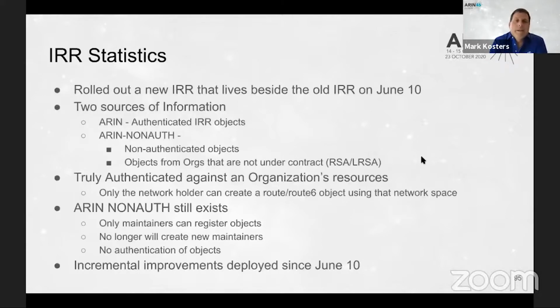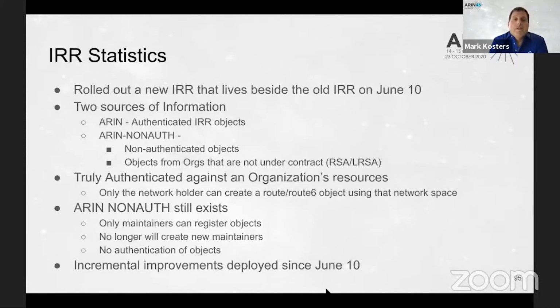Next slide, please. So as you all know, we rolled out a new IRR that lives beside the old Internet Routing Registry on June 10. So we now have 2 sources of information. First of all, we have ARIN, which is indicated within the internet routing registry system by its source. And we have 2 sources that actually come from our database. The first source is ARIN, which is comprised of authenticated IRR objects. These things are tied to the networks which you hold. ARIN non-auth is essentially the old system where there are non-authenticated objects or objects from organizations that are not under contract. So we have 2 separate routing registries here, both of which are published from ARIN.